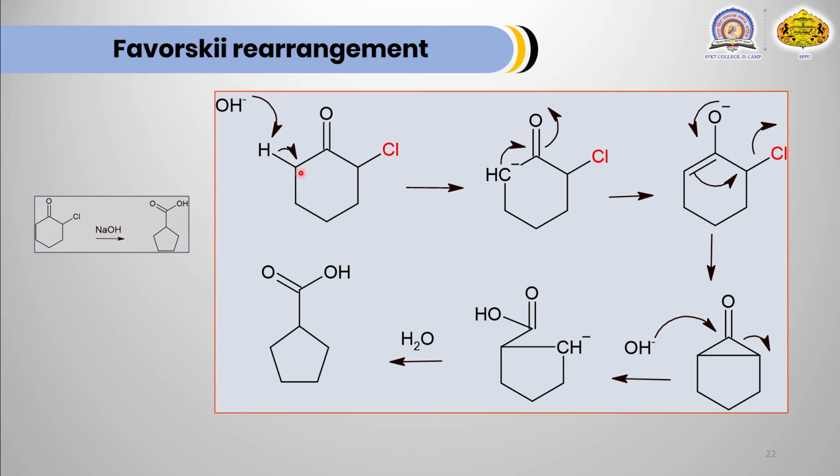There is formation of a carbanion. This negative charge can be delocalized through this carbonyl group. After delocalization, a cyclopropanone intermediate is obtained. Now the base attacks this carbonyl group and ring opening takes place. Once again, this is a symmetrical molecule, that's why ring opening can take place from any side. There is generation of another carbanion. This carbanion takes a proton from water and there is formation of the final product, cyclopentane carboxylic acid.